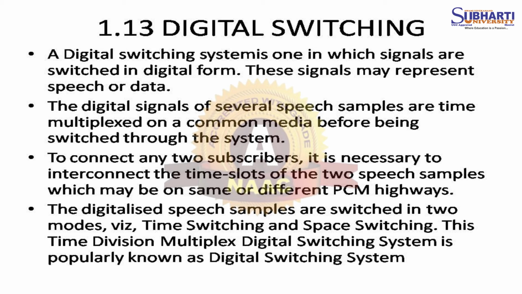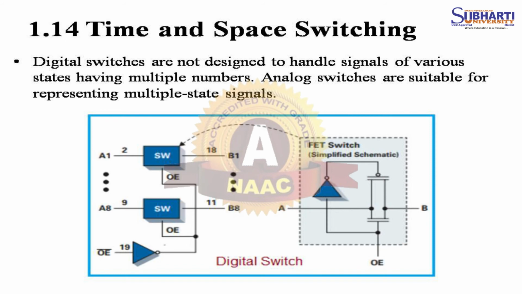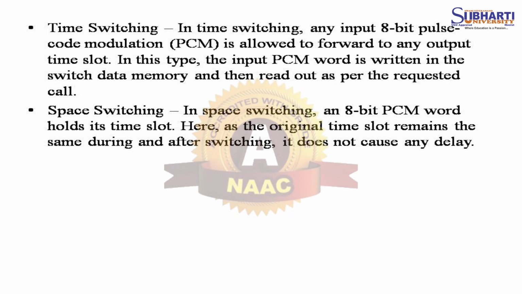Time and space switching. Digital switches are not designed to handle signals of various states having multiple numbers. Analog switches are suitable for representing multiple state signals. Time switching. In time switching, any input 8-bit pulse code modulation word is allowed to be forwarded to any output time slot. In this type, the input PCM word is written in the switch data memory and then read out as per the requested call. Space switching.